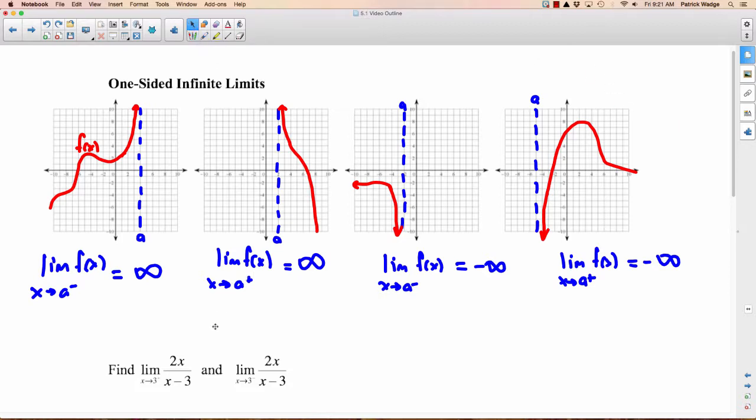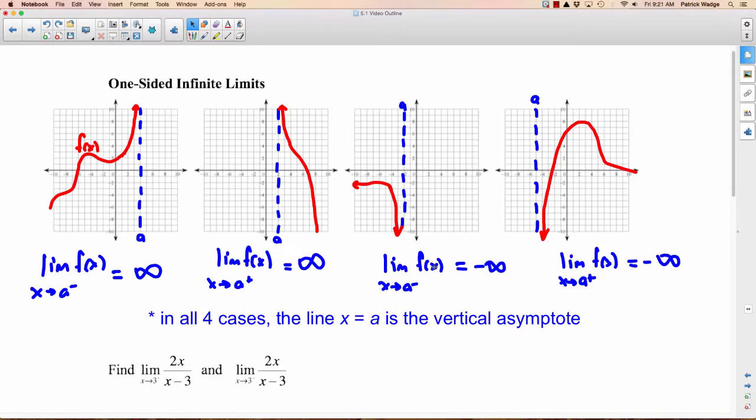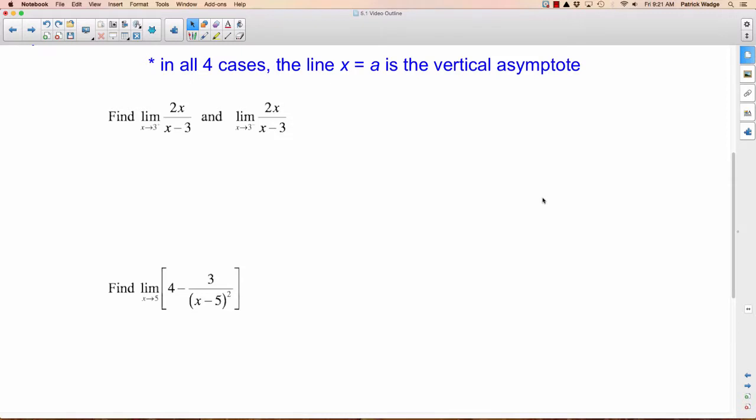In all 4 cases, the line x equals a is the vertical asymptote, just like we've drawn it there. That's your vertical asymptote. Okay, now we're going to find some one-sided limits, and then we're going to find a regular limit that's not one-sided. And what we're going to use to find this is something that I call fuzzy math. It's not exact math, it's approximate math or fuzzy math. You're not going to get exact values when you're doing this. It's a bit strange when you first do this because we're so used in math to always having exact numbers that we're dealing with.